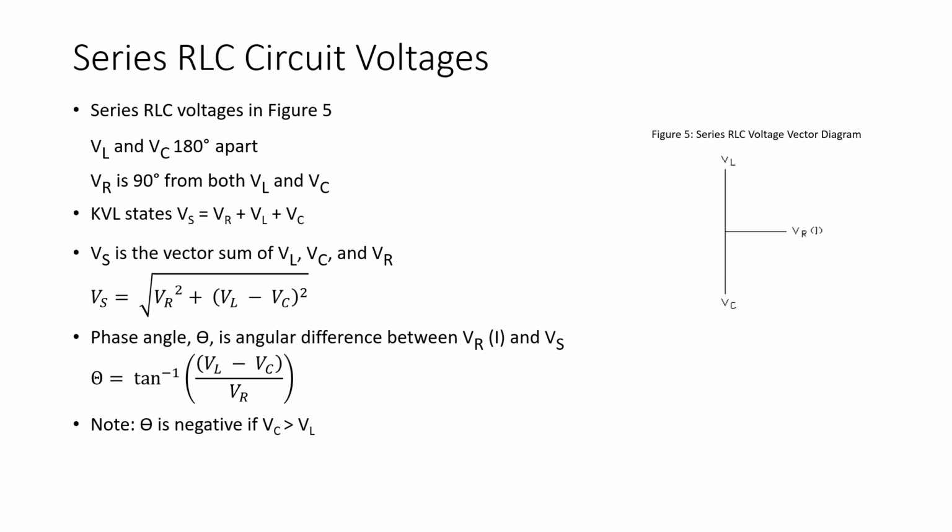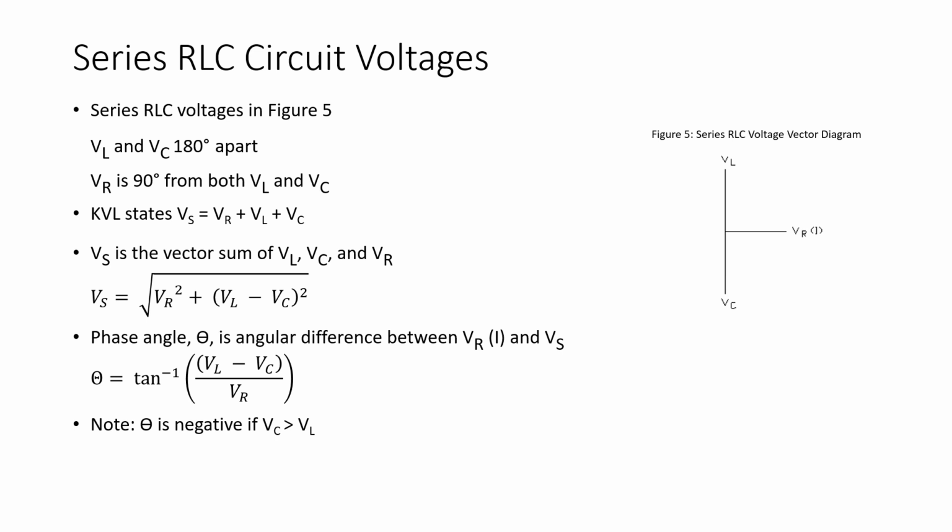Again, for a series circuit, we know that the source voltage equals the sum of the voltages, in this case VR plus VL plus VC. But again, since VR, VL, and VC do not happen at the same time, we must find the vector sum of these voltages in order to determine the source voltage. So mathematically, the source voltage equals the square root of VR squared plus (VL minus VC) squared.